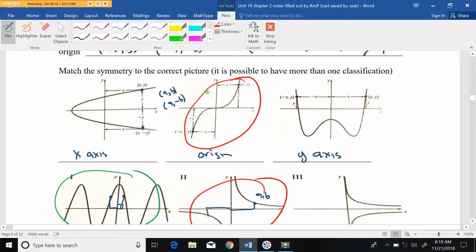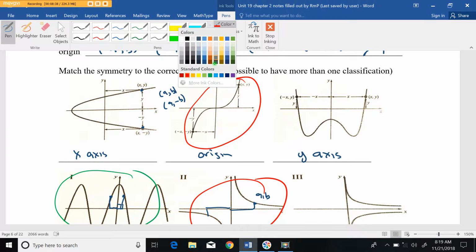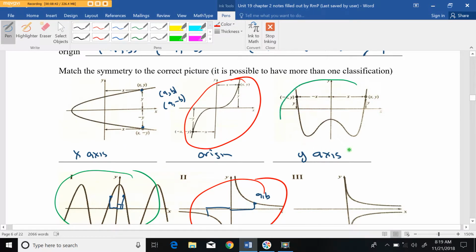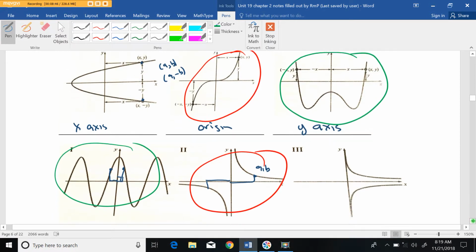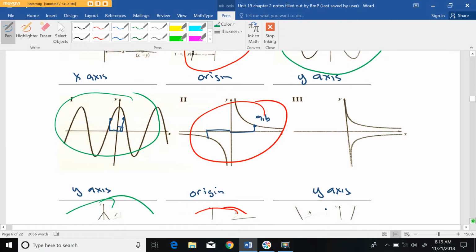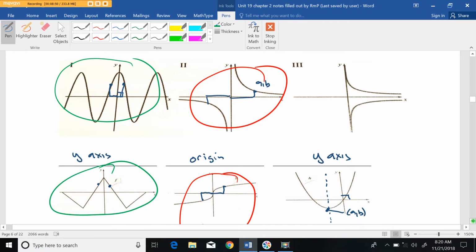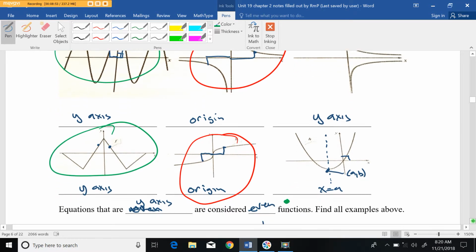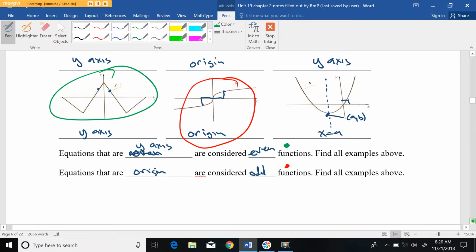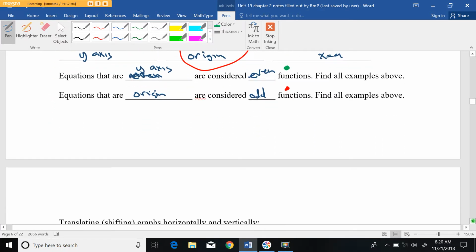Oh, I missed one. I missed an even one here. This one right here is symmetric about the y-axis. That one's even. Ooh, I don't know that I have the color here. I think it was this one. Yep, cool. All right, there they all are. Greens are evens, reds are odd. Let's move on. And again, there's a mathematical test for even versus oddness. Probably not in these notes. I'll make a separate video for it.